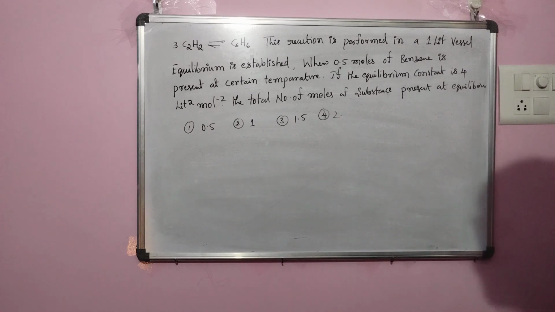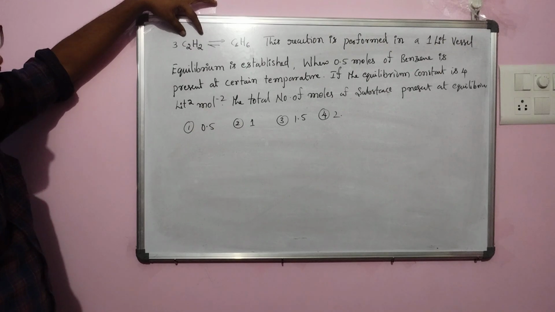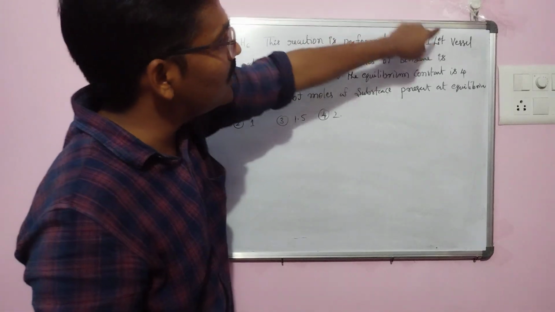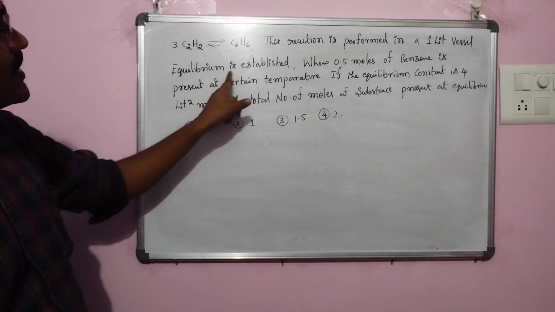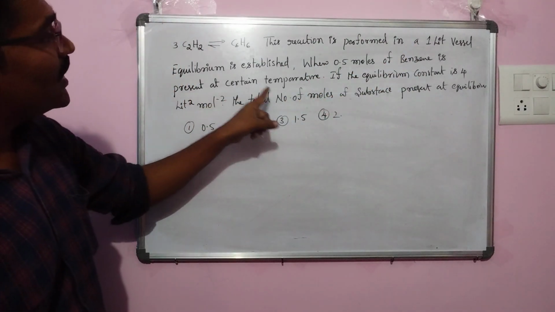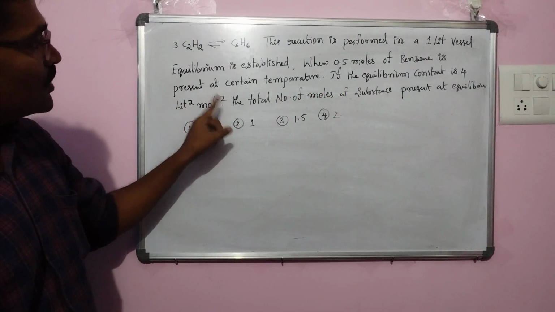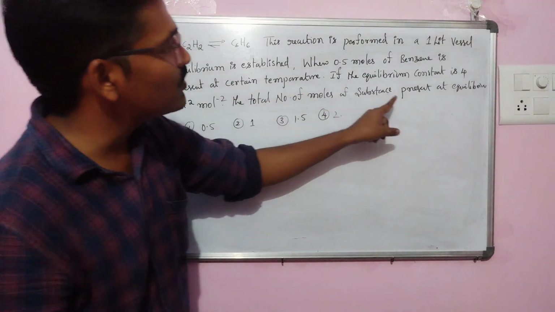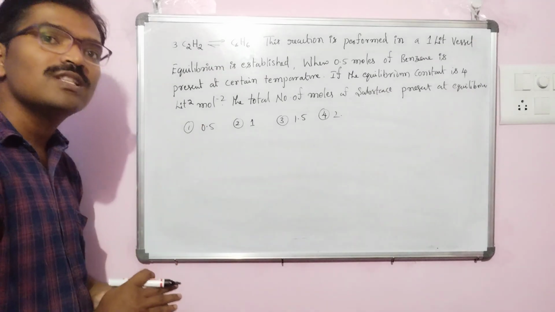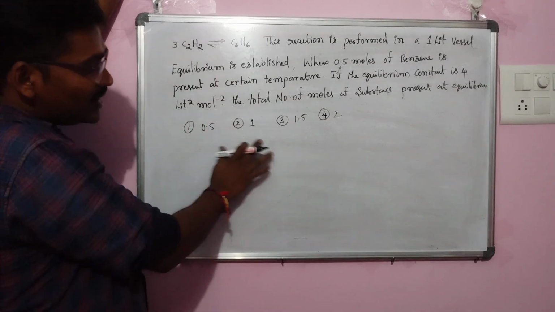Yes, look at the next question. 3 moles of acetylene, or ethyne, are converted into benzene. This reaction is performed in a 1 liter vessel. Equilibrium is established when 0.5 moles of benzene is present at a certain temperature. If the equilibrium constant is 4 liter square mole inverse, the total number of moles of substance present at equilibrium is? Again they are asking the total number of moles. The previous question also asked total number of moles, and this question too, but it is somewhat different.